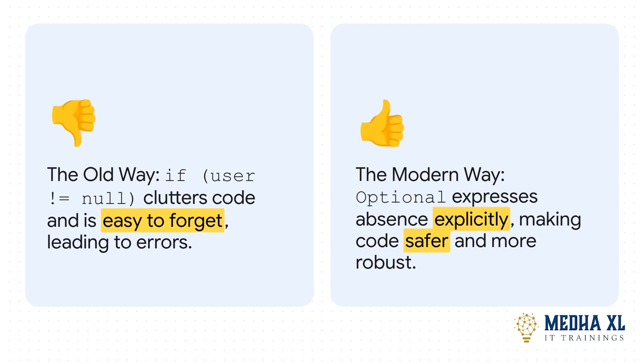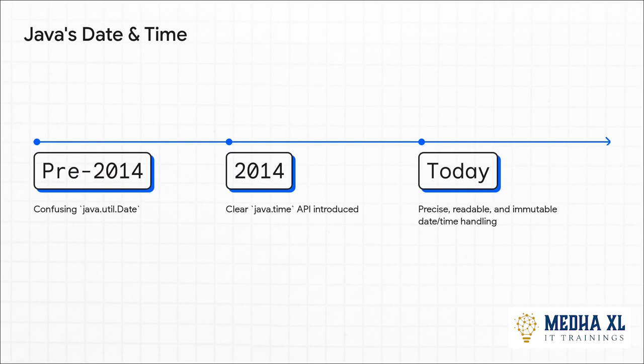The modern solution is to use Optional. It's basically a little box that might or might not contain a value. It forces you to think about and handle the empty case, which makes your code's intention way clearer and a whole lot safer. And that's not the only area where Java's had a major glow-up.